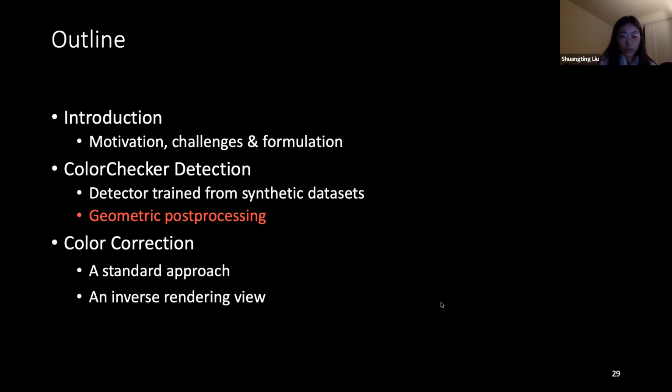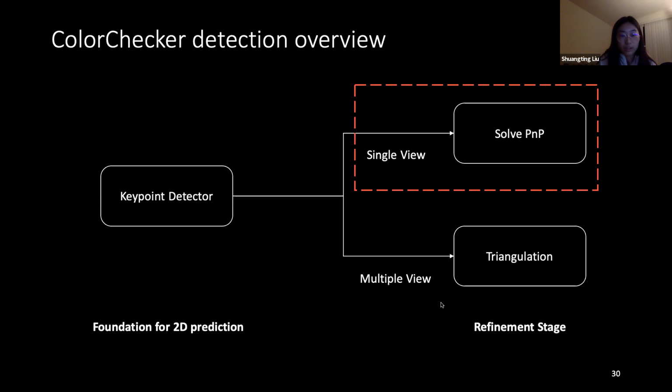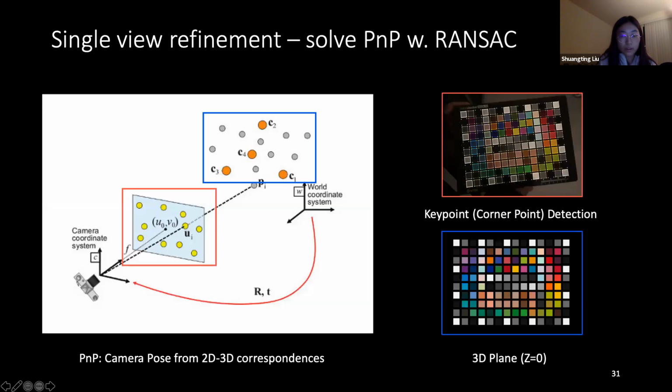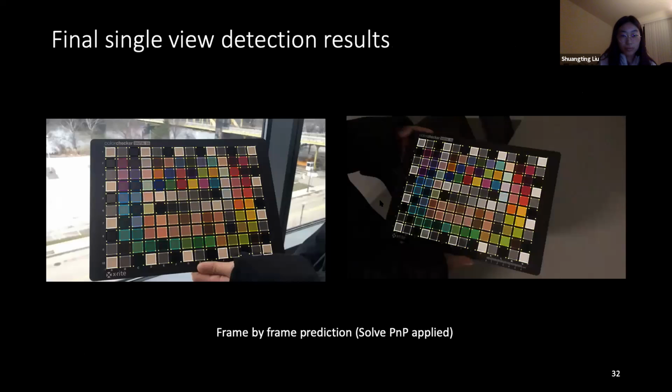And then we'll talk about how we do the geometric processing to further refine the results. Since we already have a key point detector, for the single view setting, we can use the SOPNP method. So basically, we first calculate the camera pose and then reproject the points to 2D. These are two video demos that show our prediction results, and those videos are frame-by-frame predictions without the temporal information.